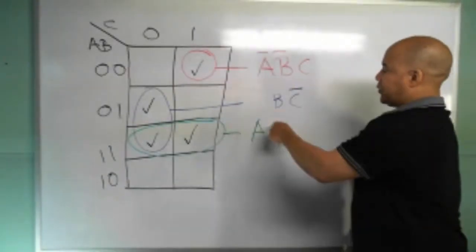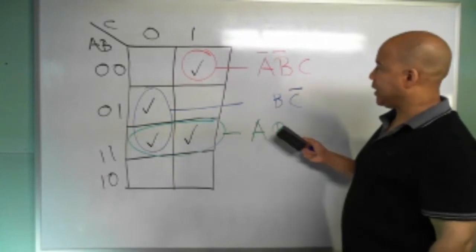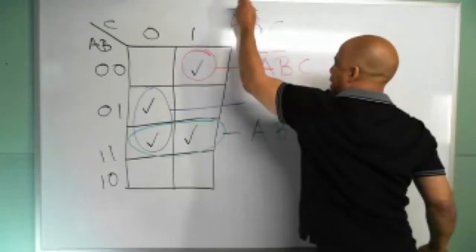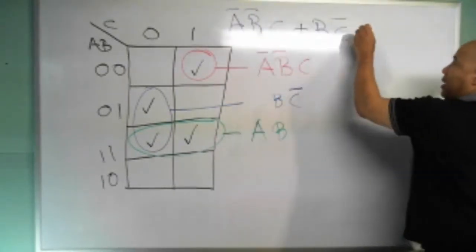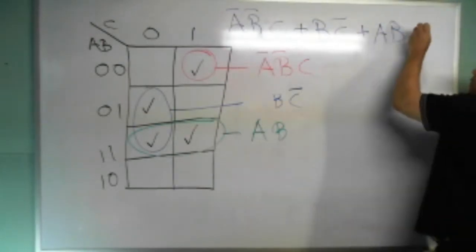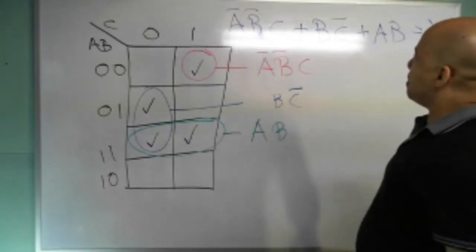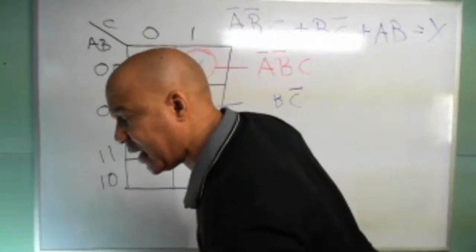And then what you do is take these 3 terms and OR them together to get your expression. So here is A, B, C not, or B, C not, or A, B, and these are unknotted, equals X or Y or something like that. Okay, so that is the second problem, B.